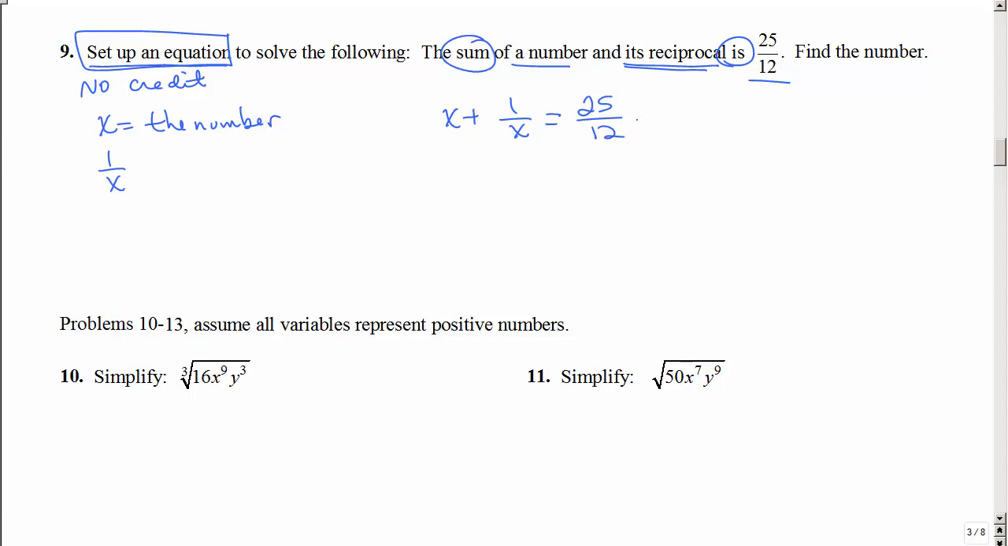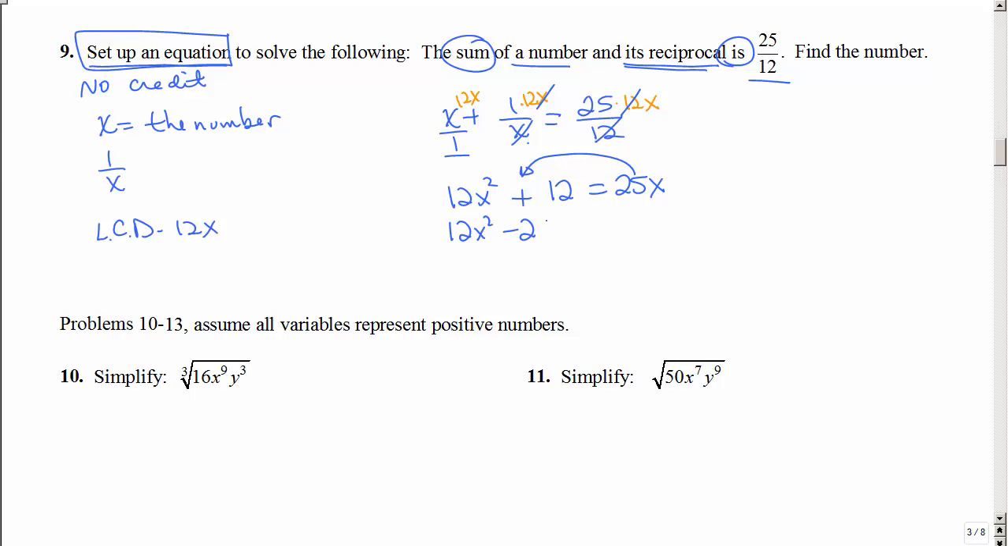Now how do we solve? Well, just like on problem number 8, I find the LCD, which in this case is just 12x, and I'm going to multiply every term by 12x to get rid of my fractions. Right, so this one, nothing reduces, so I have 12x squared. Here the x's go away, so I have 12. Here I have 25x. And just like the last problem, I need to set it equal to 0, and I'm going to put that in the middle so it's in standard form.